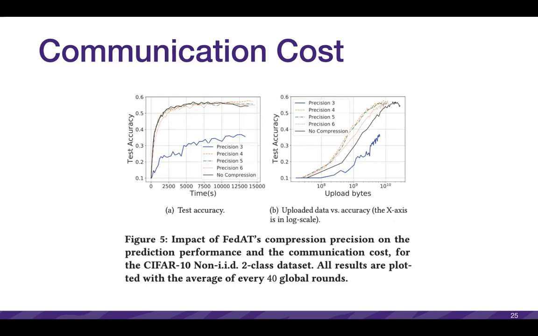They also evaluate the trade-off between the accuracy and the communication cost. Here, the precision 3 means that in the encoding polyline algorithm, there are 3 decimal places. So there will be some loss of the information sent to the server. So when the precision is 3, you can see the performance is quite a bit worse.